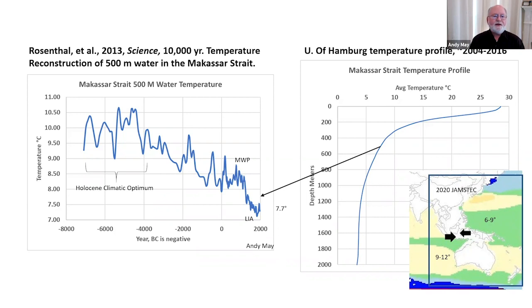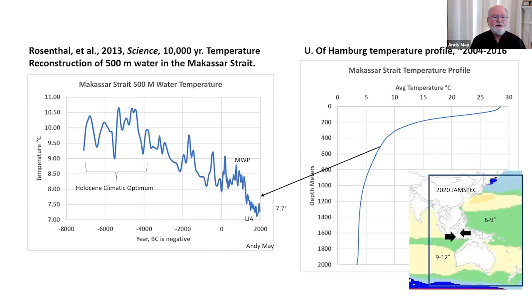So the record is just of the Makassar Strait, but it is really a record of water at 500 meters all the way from the northern Pacific to Antarctica. You can clearly see on his record that the Holocene climatic optimum from about 7,000 BC to 4,000 BC is very high. It's around 10 degrees C in that strait.